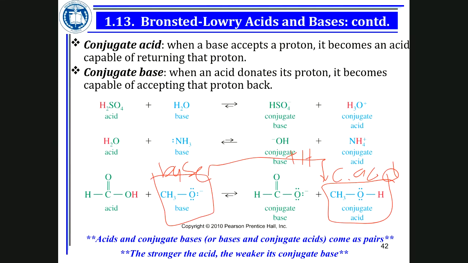This conjugate acid, is it weak or strong? Can you tell me if this CH3OH, and if you don't know, it is alcohol, is it a weak acid or a strong acid? Weak acid. The conjugate base is going to be strong. So this is weak, and the conjugate base is going to be strong. If you have a conjugate base of a weak acid, then you know you have a strong base.